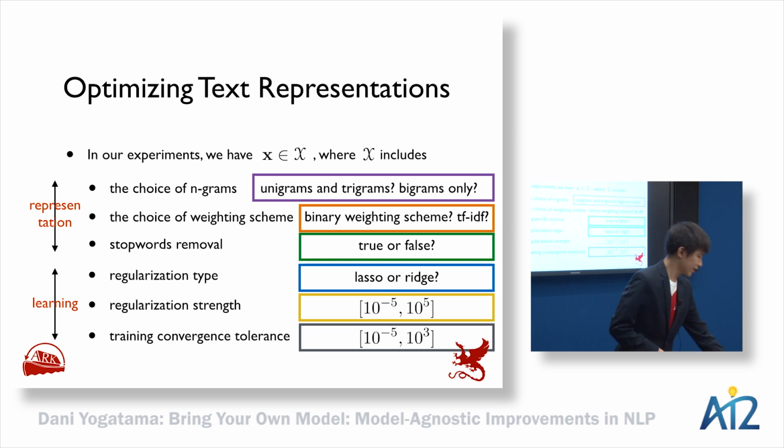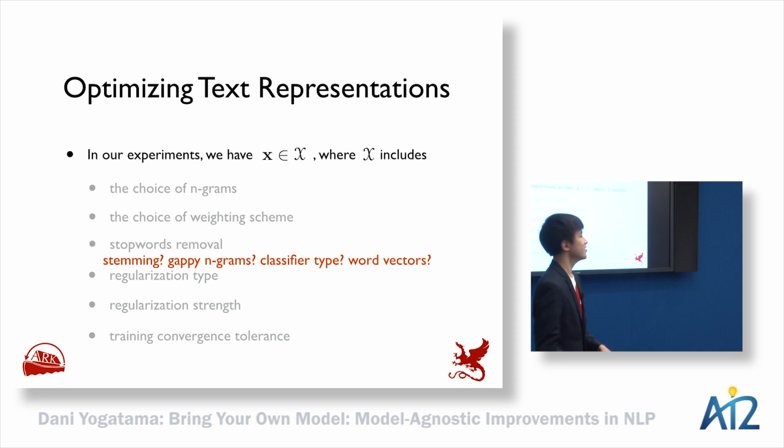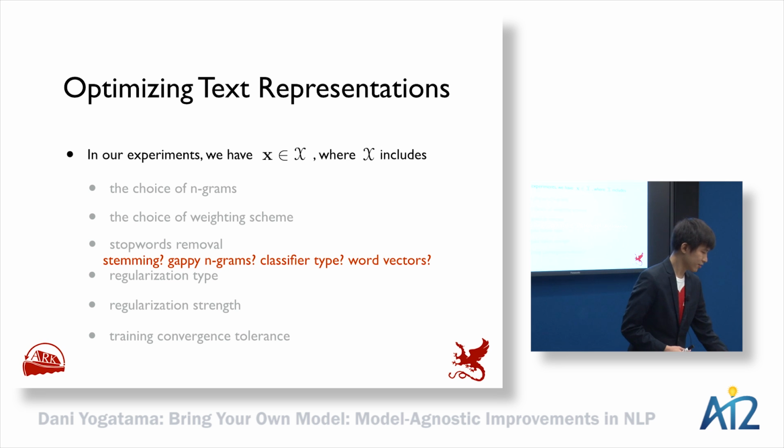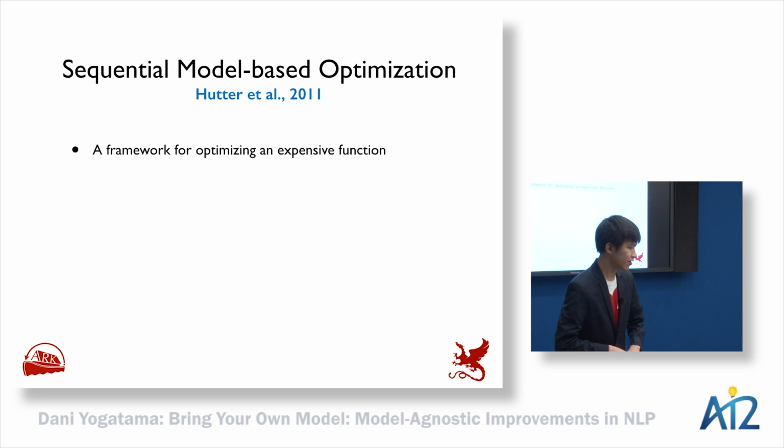Now, there are also other things that we can include here in the same framework that we did not do in our experiments, but can be easily incorporated in the same way. For example, what is the best classifier for this particular task or data set? Should we include word vectors, or should we stem, and things like that? They can be easily included. We did not include them in our experiments. So how are we going to do that? We're going to use Bayesian optimization for that.